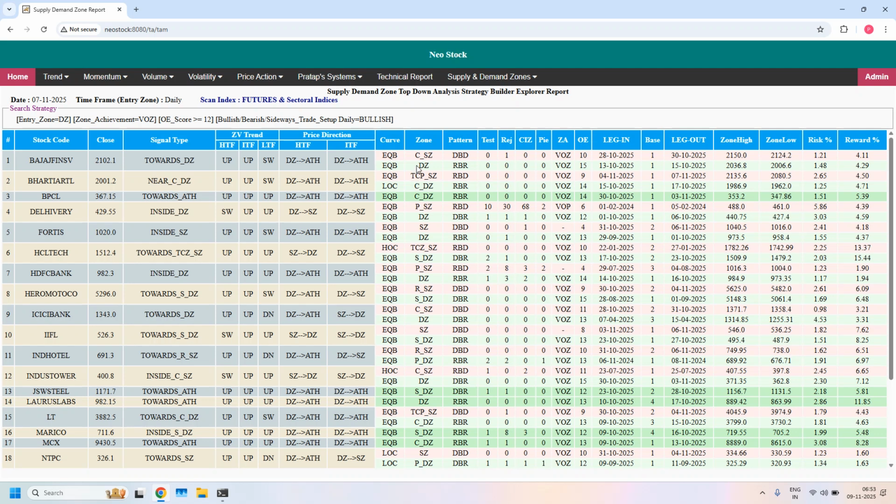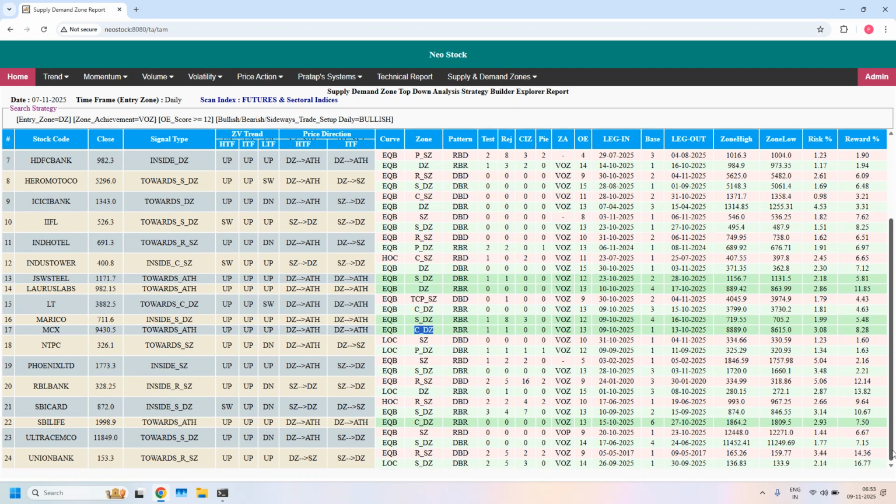All entry time frame zones are daily demand zones. So total we got 17 stocks. Sorry, first 18 stocks in the list. Scrolling the list down. Total 24 daily demand zones are filtered.